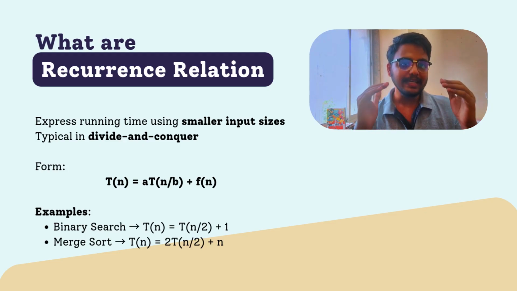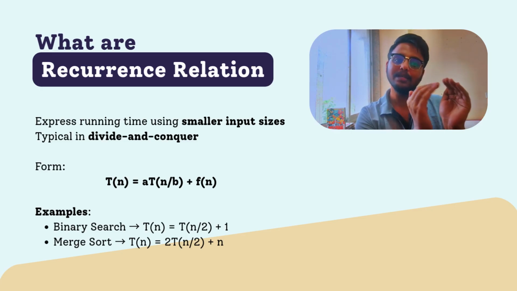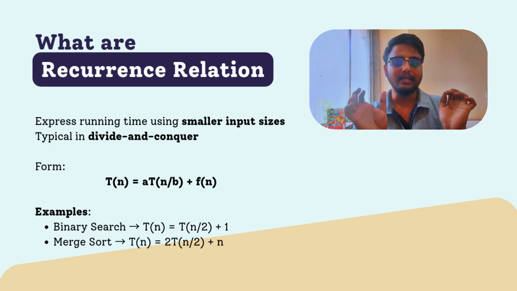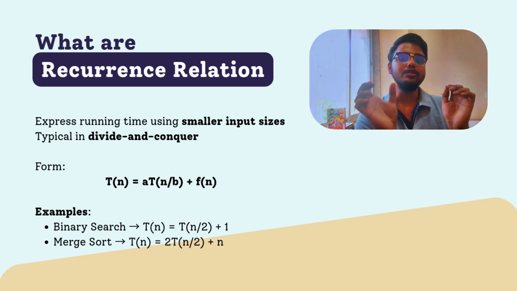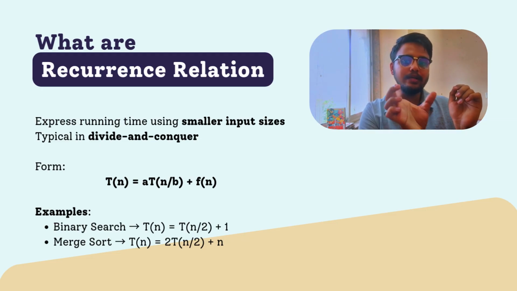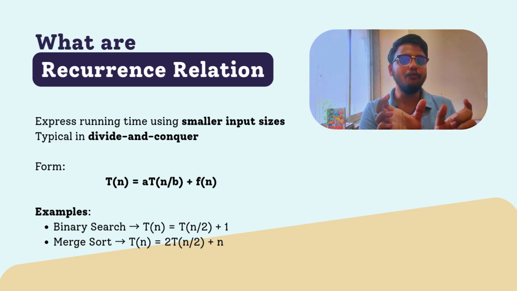So what exactly does the recurrence mean? That the current problem is the solution of smaller problems plus some other work that is being performed. If we look at binary search, T(n) = T(n/2) + 1, so T(n/2) is the solution for the smaller problem and 1 is the work done in dividing the problem.